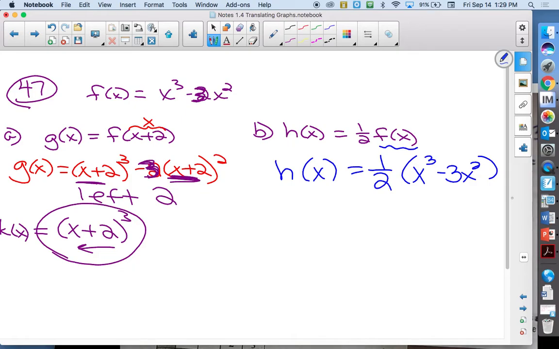It becomes smaller. Because if you're taking half of f of x, you're really taking half of y. All of the y values are now smaller. So that curve wouldn't have been nearly as steep because my y values are cut in half. So if I multiply x cubed minus 3x squared by 1/2, the y values are still being cut in half. Because whatever you plug in for x, I now have to take half of that answer.